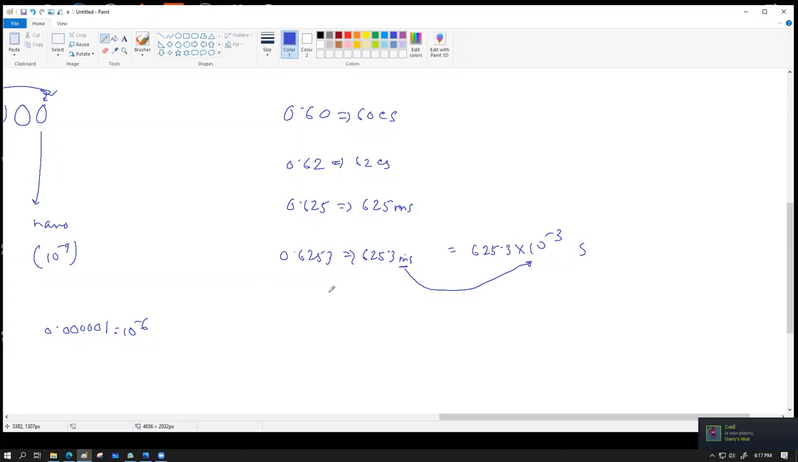92.5. How do we do that? 92.5 what? Seconds. Okay, 92.5 seconds. In what unit do you want to write this? Millisecond or centisecond? Centisecond. Fine. To make it into centisecond, we can multiply this whole value by 100, because centi has an equivalent number of 100. Just a basic mathematical procedure, have a look.